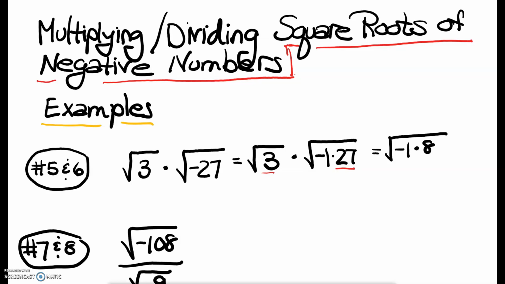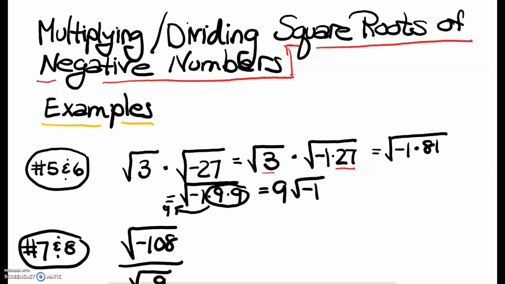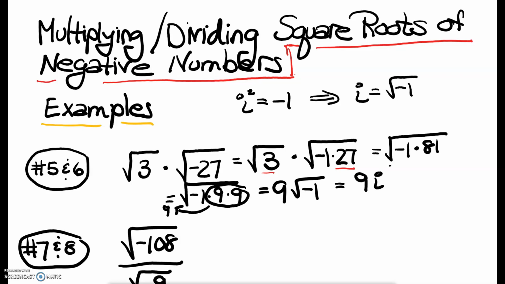Negative 1 times 81. And now I need to factor that 81. So I get the square root of negative 1 times, I know 81 is 9 times 9, and for square roots I'm looking for groups of 2, so I'm going to pull a 9 out. So I get 9 square root of negative 1, and if you can remember, i squared equaled negative 1, which led to i being equal to the square root of negative 1. So I'm going to replace that square root of negative 1 with i, and that's my final answer.